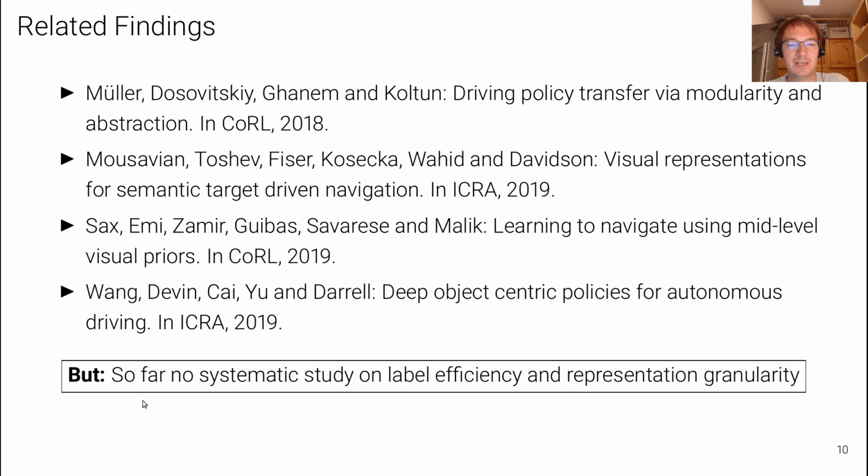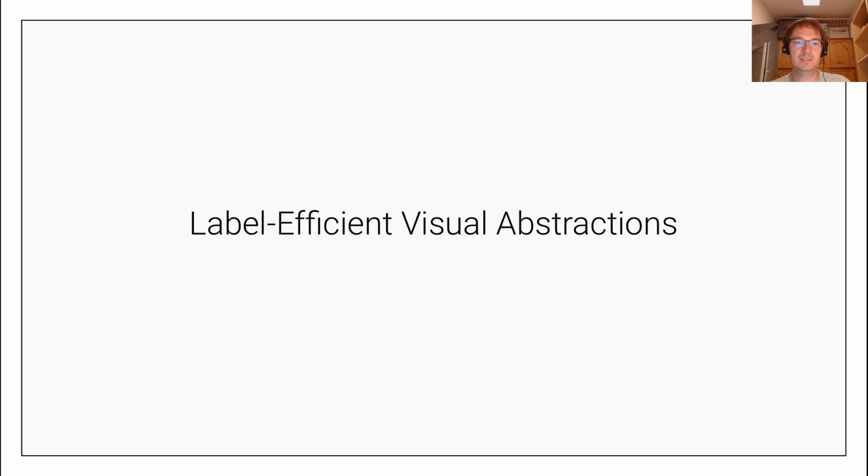Of course, in practice, this is of high relevance because we cannot assume that labeled data is available just as it is available in a simulator or in some data sets that have already been annotated. In practice, we will probably have to create a new data set and acquire labels for it. So the critical question to ask is, what intermediate representation should we choose such that we have minimal manual annotation effort? And this is precisely the question we ask in our research on label-efficient visual abstractions.